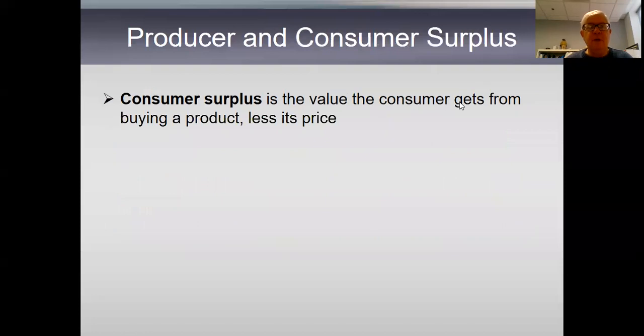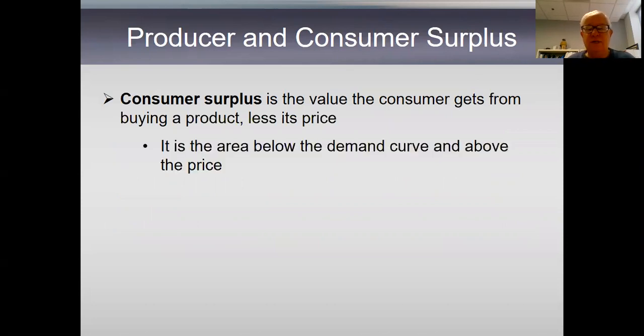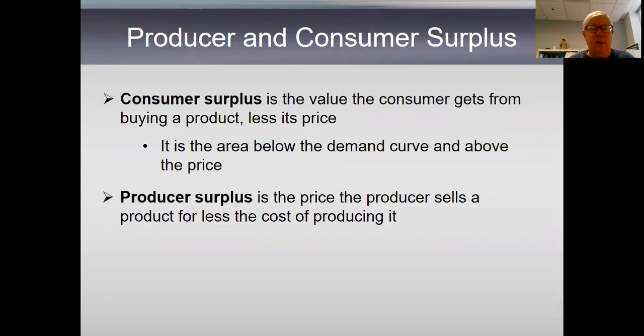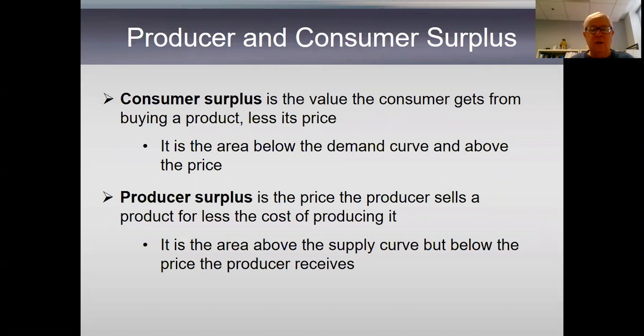So let's get started. First of all, a couple of definitions. Consumer surplus. This is the value that a consumer gets from buying the product minus its price. Graphically speaking, it is the area below the demand curve and above the price. Producer surplus, that's the price the producer sells a product for less the cost of producing it. Graphically, it's the area above the supply curve but below the price the consumer receives.